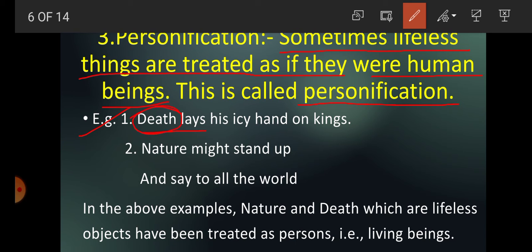So death, is there any hand of death? No. But here death is personified. What is written? Death lays his icy hand. So here in this first sentence, death is personified.